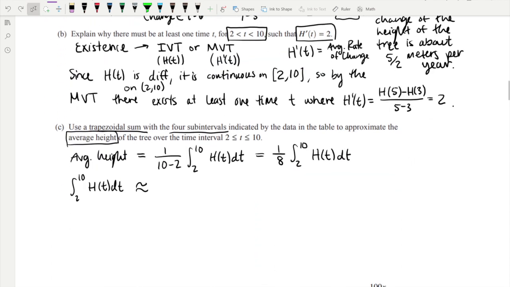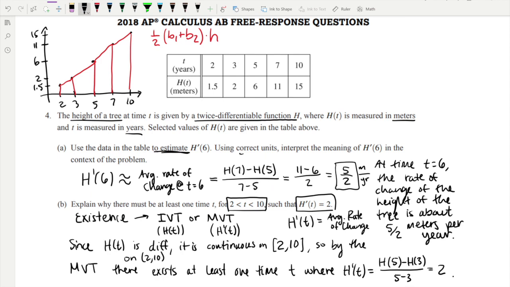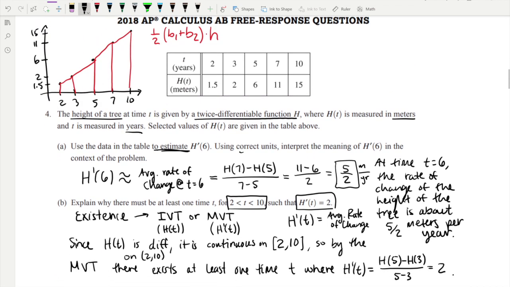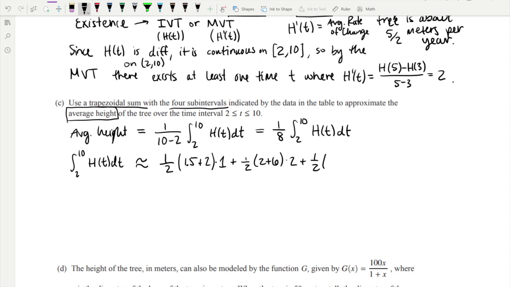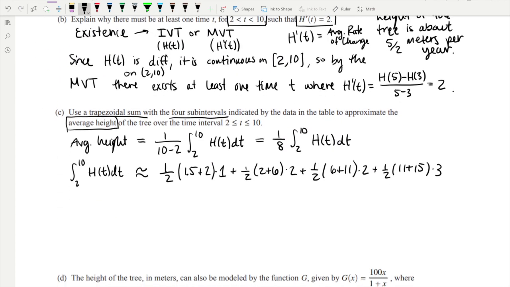So this is 1/2 the sum of 1.5 plus 2 times the width, our height was 1. The next one, we've got heights 2 and 6 and width 2. So 1/2, 2 plus 6 times 2. The next one, our heights are 6 and 11 with width 2. 6 plus 11 with 2. And the last one here is 11 and 15 with width 3. Okay, and now we just have to add all of this up.